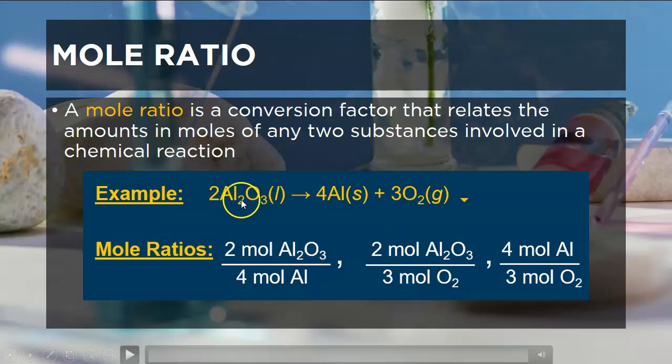I also see that there's 2 moles of aluminum oxide for 3 moles of oxygen. Again, that can be flipped. I could say 3 moles of oxygen per 2 moles of aluminum oxide. And finally, I see that there's 4 moles based on the coefficient of aluminum to 3 moles of oxygen, or I could flip it and say 3 moles of oxygen for every 4 moles of aluminum. So that's what I mean when I say mole ratio. I'm going to mention the mole ratio a lot. When I say mole ratio, think of it as the coefficients in the balanced chemical equation.